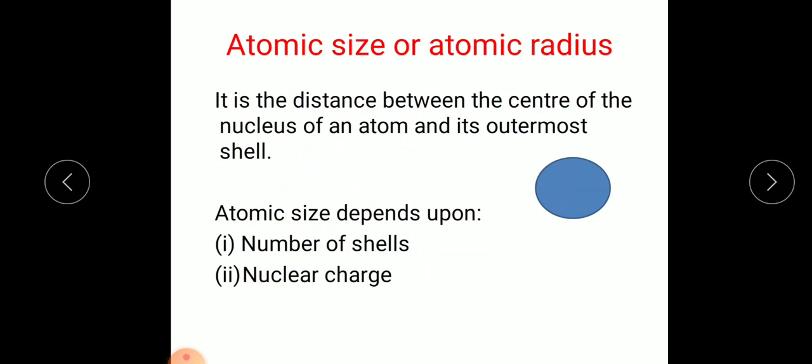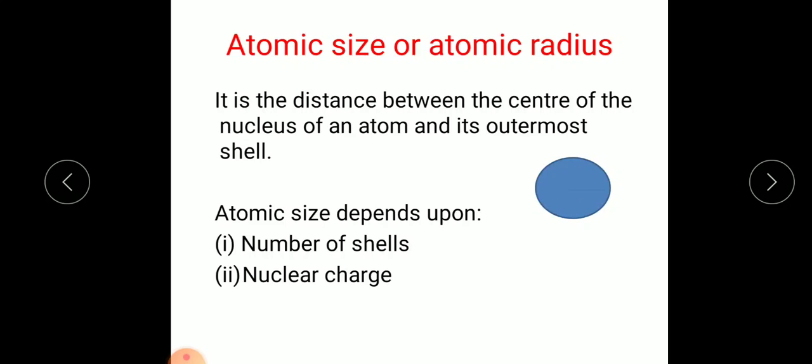Okay, now let us try to understand what atomic size or atomic radius means. It is the distance between the center of the nucleus of an atom and its outermost shell. So atomic size or radius means, if you consider this as an atom, at the center we know that we have a nucleus.